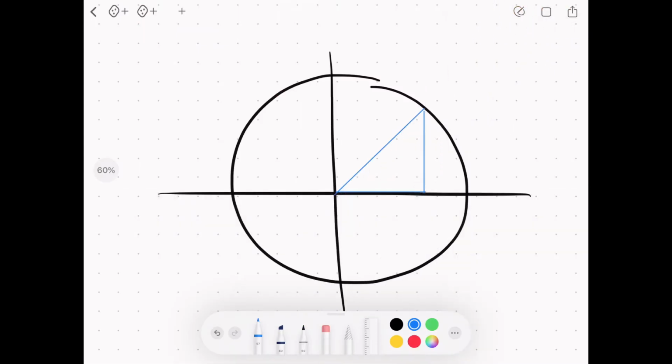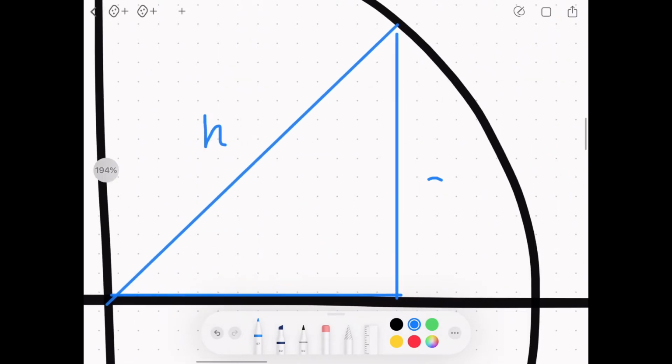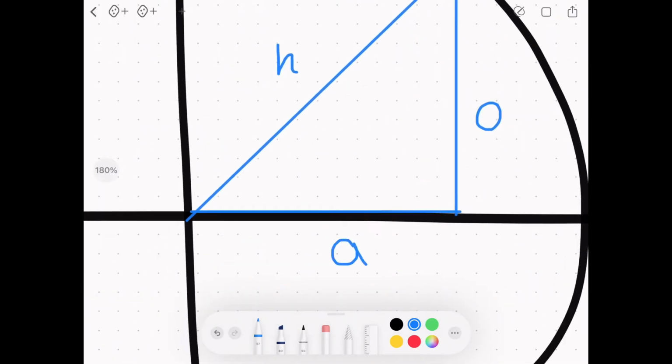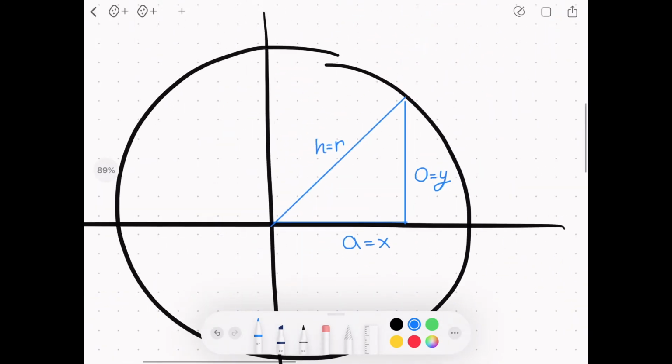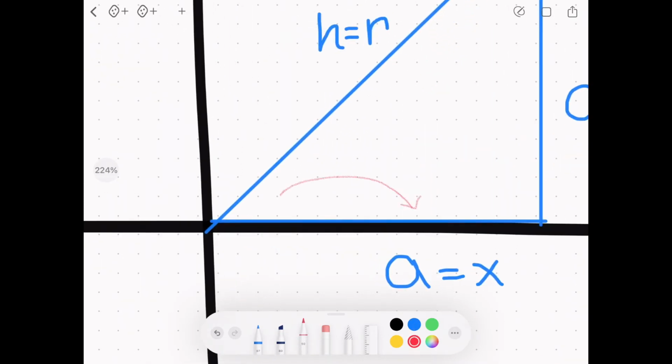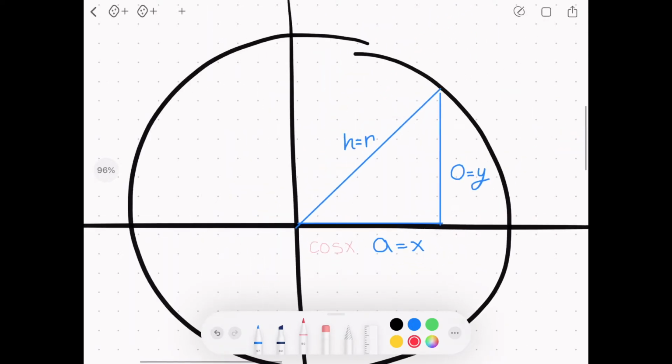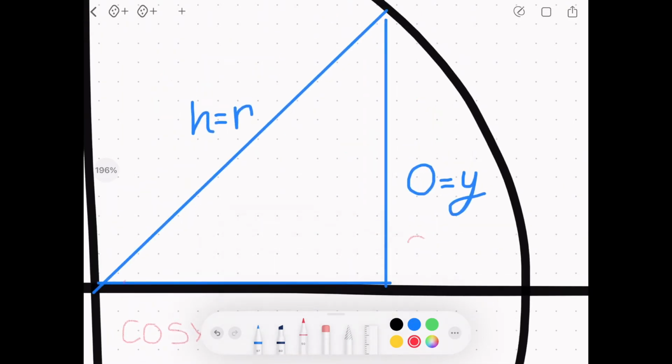Okay, inscribed in any circle, you can find a right triangle. In this case, H will be the radius, O is the y-coordinate, and A is the x-coordinate. The cosine of the angle is the length of the adjacent side, which is x, divided by the hypotenuse, so cosine is x. This will be true no matter what or where on the unit circle you define that point. Sine is opposite over hypotenuse.